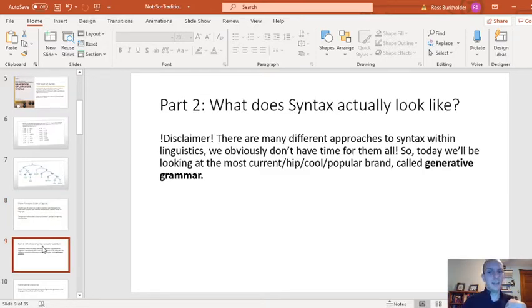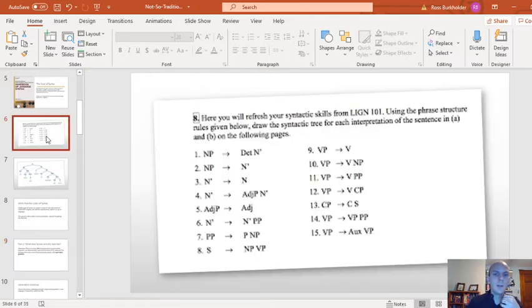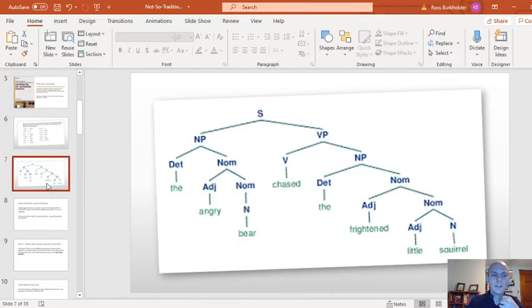Now we're going to get into what syntax actually looks like. Again, I'm not going to dive into what traditional grammar actually looks like. Hopefully, you already know that. And you already saw some of syntax in these two slides here with this system of rules producing this tree here.